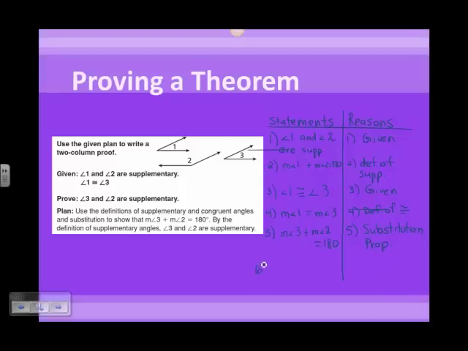And because they're equal, I can reach my conclusion now that angle 2 and angle 3 are supplementary. And then that is by the definition of supplementary. Now, I can't fit the whole thing in there, but you guys know what it says.